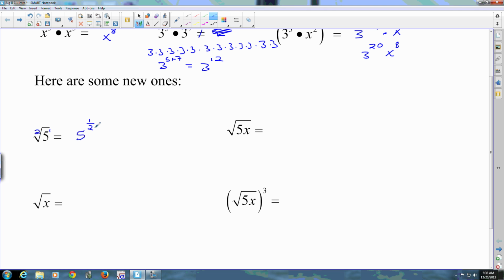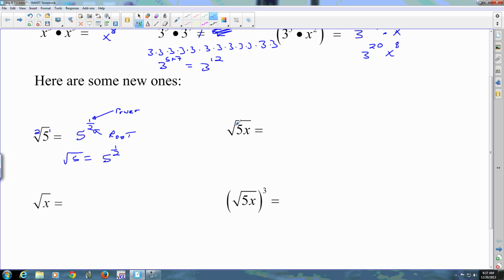The root is the denominator. So this would be the power. And this would be the root. Okay? So they mean exactly the same thing. The square root of 5 is exactly the same thing as 5 to the half.